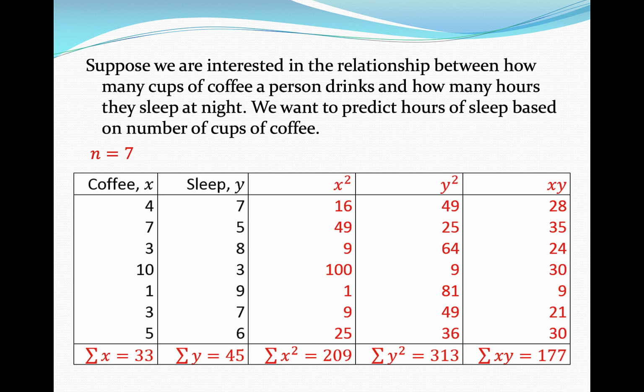So the quantities we need: N is 7. We know in this case the sum of x is 33. That's the sum of my x values. The sum of my y values is 45. The sum of my x squareds is 209. The sum of my y squareds is 313. And the sum of the xy's is 177.